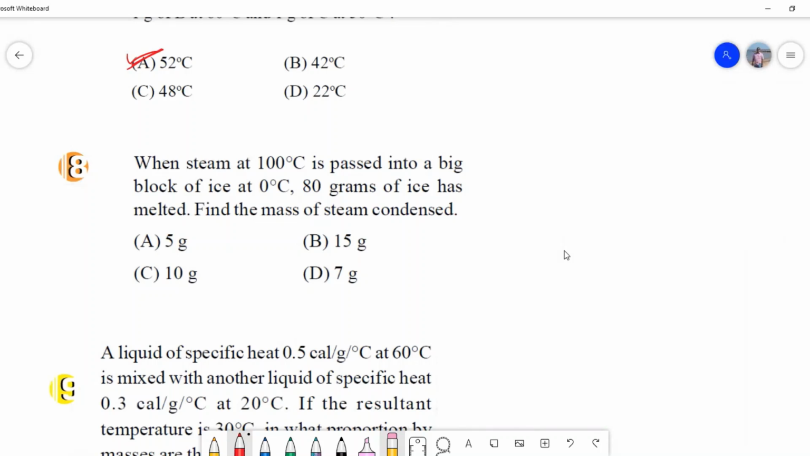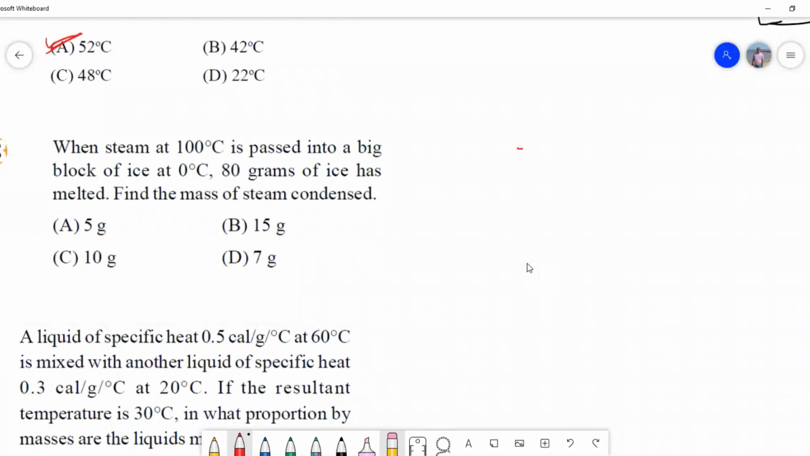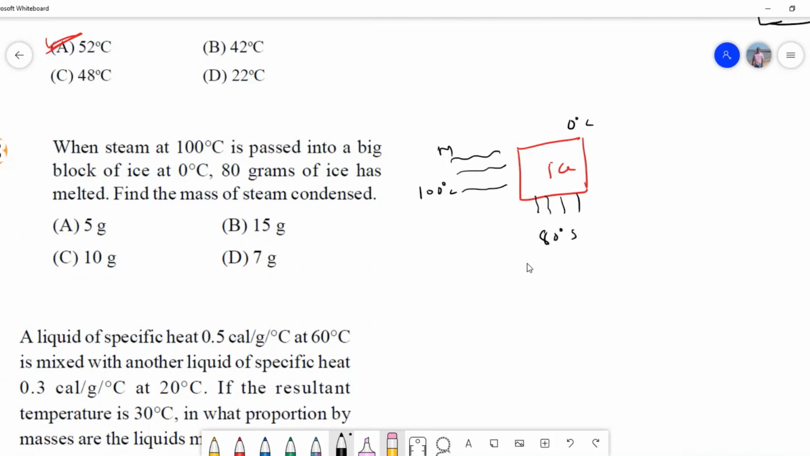8 grams of, when the steam at 100 degrees centigrade is passed under a big block of ice at 0 degrees centigrade. So you need to understand the question. There is a block of ice onto which steam is passed. We don't know how many grams of steam is passed. Let's take M, and the temperature is 100 degrees centigrade. And the block of ice is at 0. And remember, it is said that 80 grams of ice has melted. Even though it's a very big block of ice, only 80 grams of ice has melted.